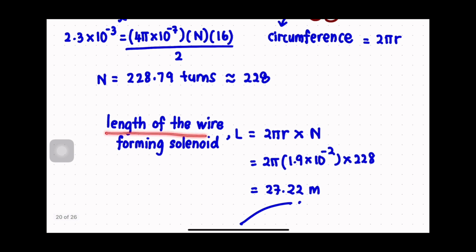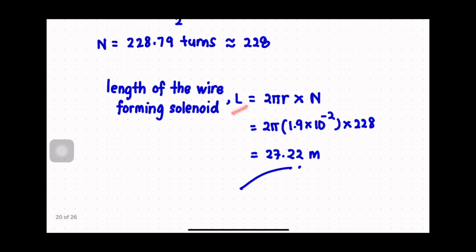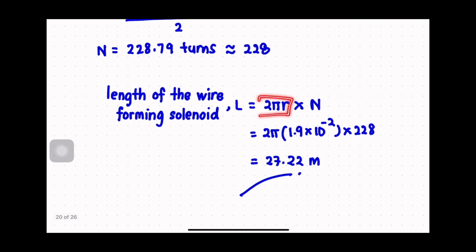Okay, then how do we find the length of the wire? The length of the wire, we can calculate from the circumference of the circle, multiplied by the number of turns it makes. So L, the length of the wire, is the circumference formula 2 pi r times the number of turns. So 2 pi times the radius, 1.9 times 10 to the power of negative 2, times the number of turns, 228. So we get 27.22 meter.